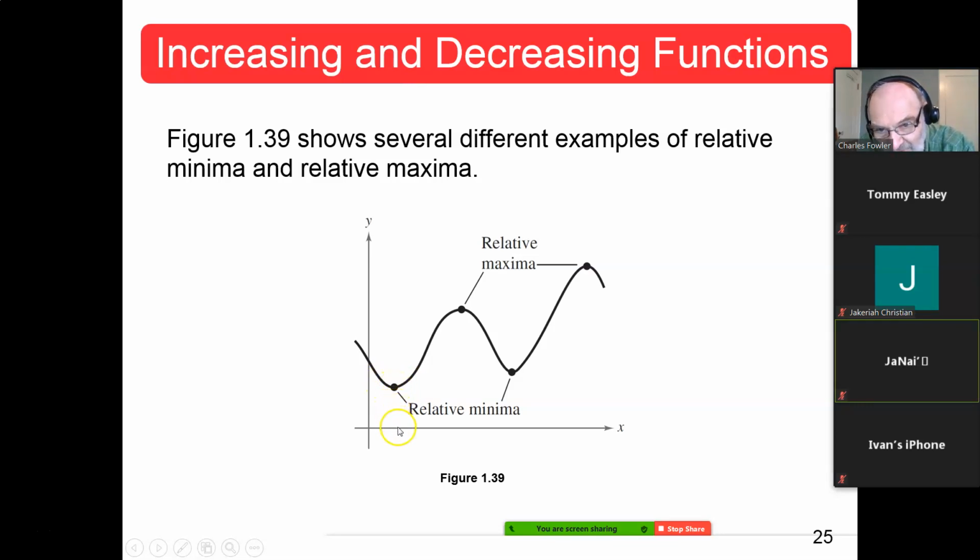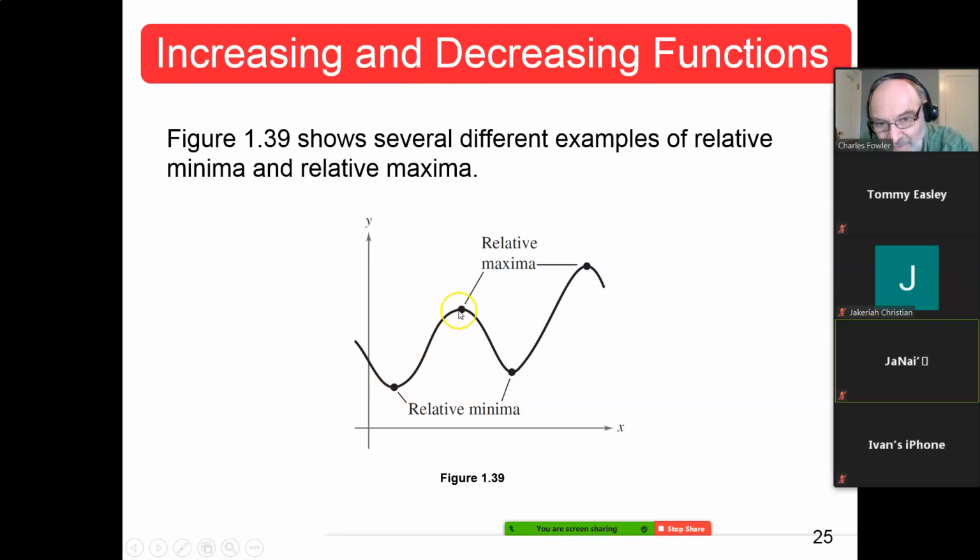In other words, this value down here, they sometimes call this c, or some value here for x, if you go a little bit to the left or the right of that and take the y values at all those places, this one's going to be the least of all those. Now stay close, okay? Stay close.